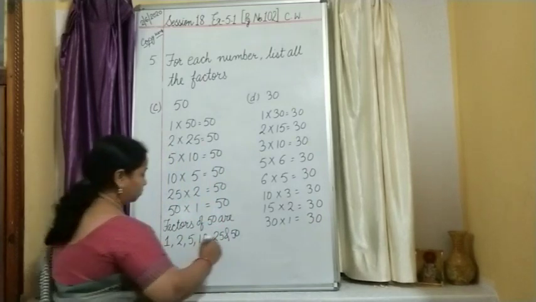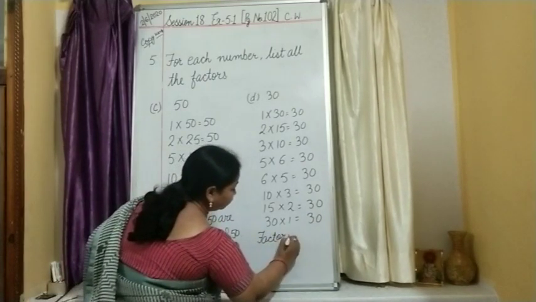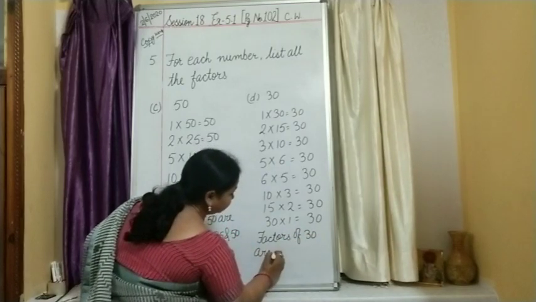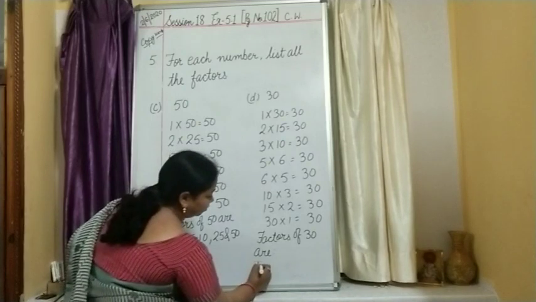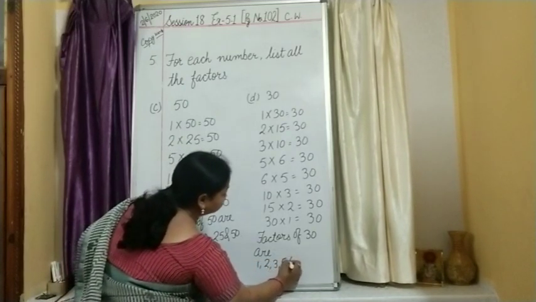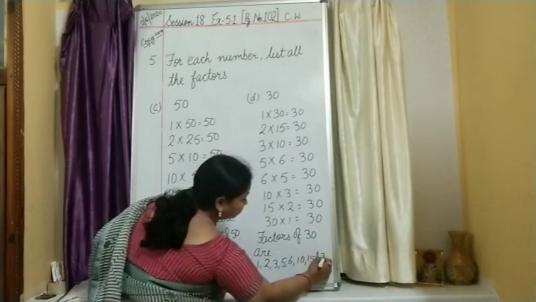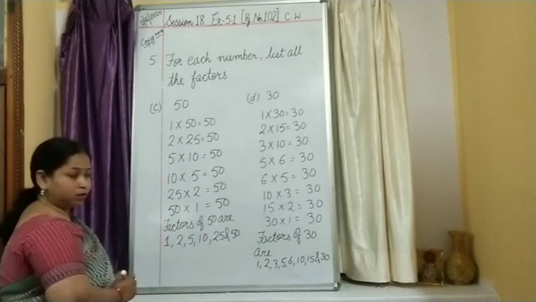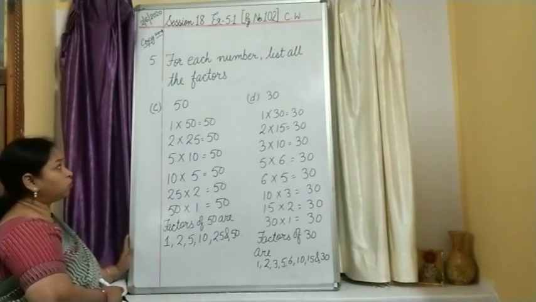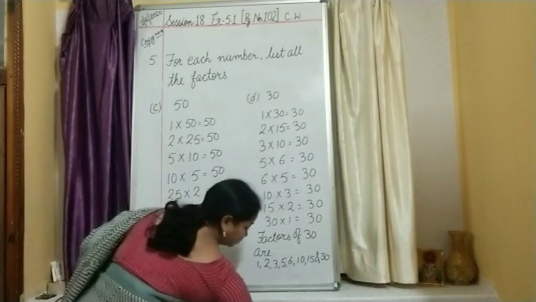Easy now? Okay. So factors of 30 are, what are the factors, children? 1, 2, 3, 5, 6, 10, 15 and 30. Over. So understood this one? So questions E and F are left. Let me do those also.